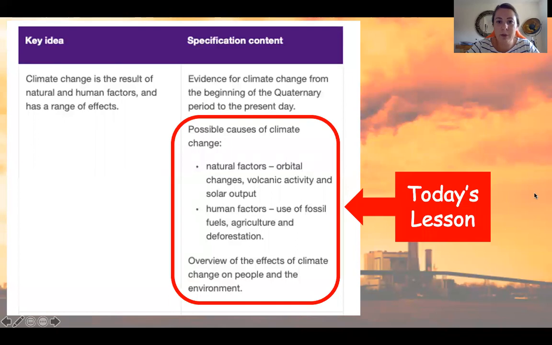So looking at whereabouts we are in terms of the specification, we're looking at the causes of climate change. We've got 3 natural factors that we're going to look at and 3 human factors. And today is mainly you filling out a worksheet and doing a bit of reading into each of these different factors. So I'll carry on.